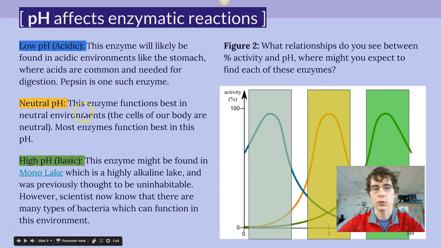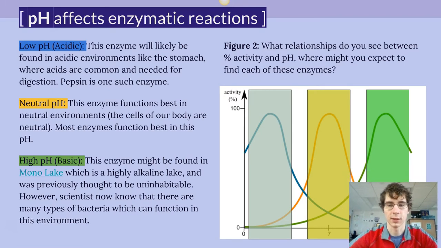This yellow is a neutral pH. This enzyme functions best in neutral environments, and the water in our body is neutral. It's at a pH of about 7.4 typically. Most enzymes in our cells are going to function best in this area, around 7.